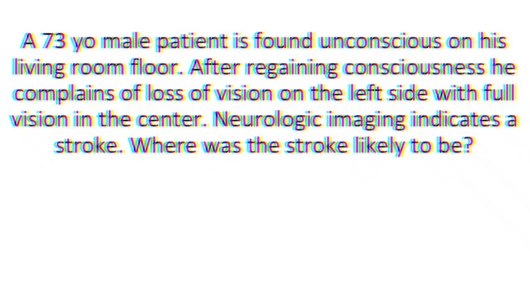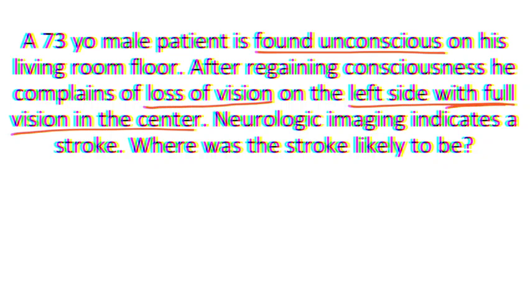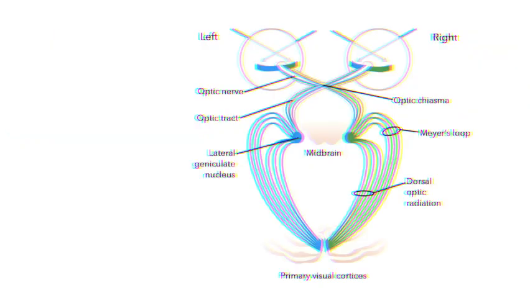Let's say there's a 73-year-old male patient who is found unconscious on his living room floor. After regaining consciousness, he complains of loss of vision on the left side with full vision in the center. Neurologic imaging indicates a stroke. Where was the stroke likely to be? We've got to identify where the stroke is. So let's look at the visual pathway again.